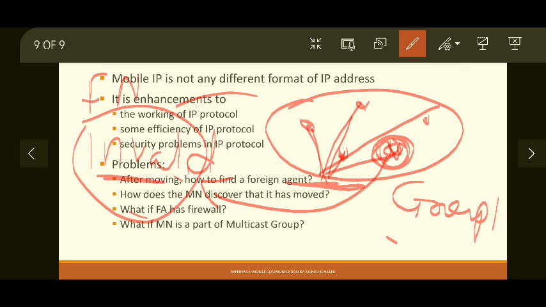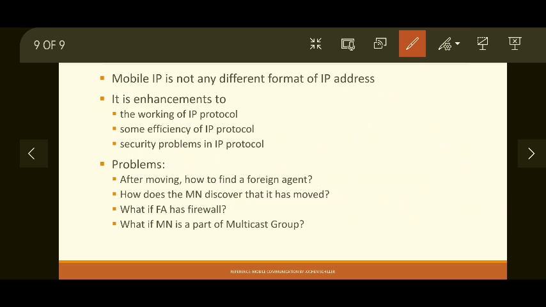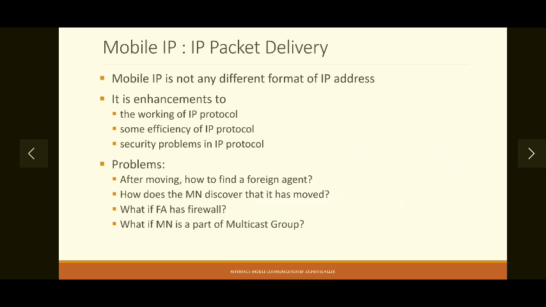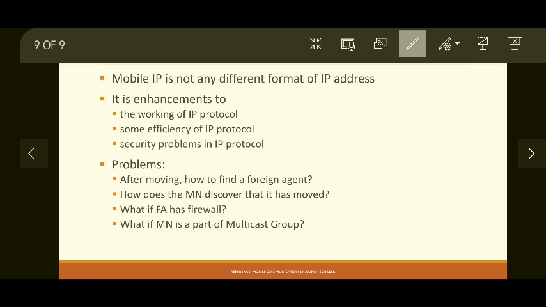Okay, so there are several such issues which are encountered in mobile IP. We will see solutions for all these issues in the upcoming videos, but that's all for today. In the next video we will find the answer to the first question, how to find a foreign agent, and how the mobile network or mobile node discovers that it has moved.